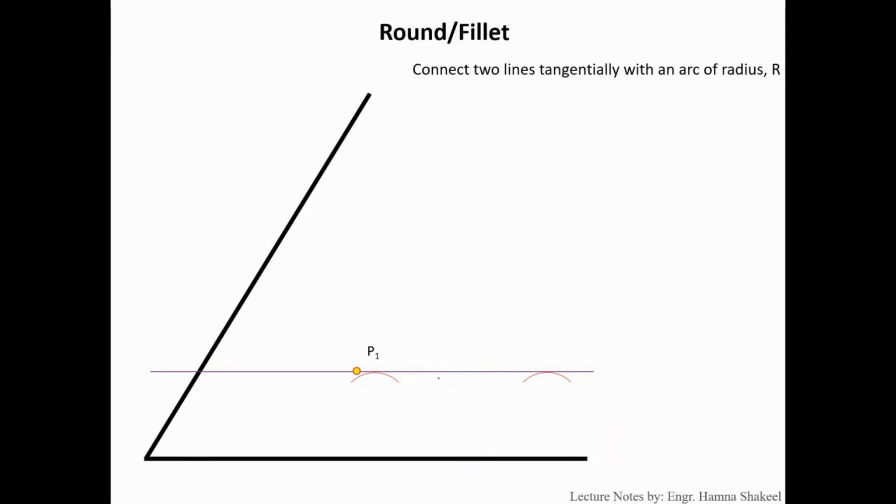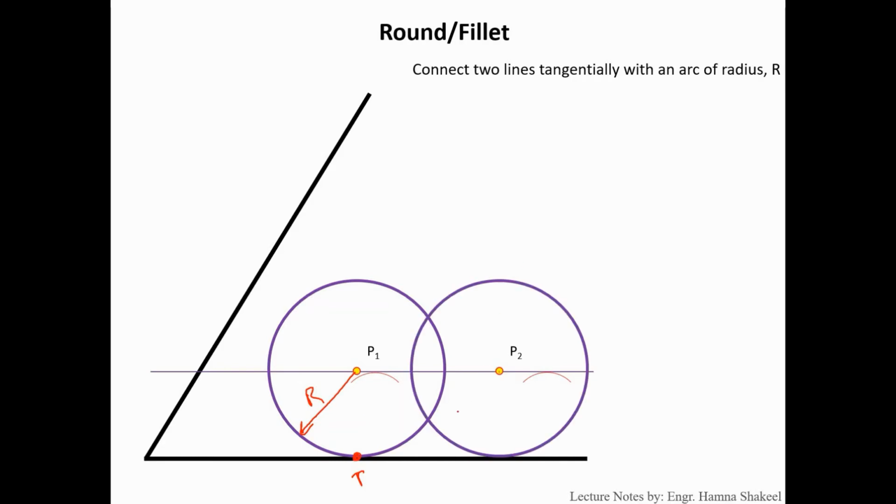If you select any point on this offset line and draw a circle having a radius r, that circle will touch your line AB at a tangent point. Similarly, if you take any other point on this line and again draw a circle having the radius r, this circle will touch your line AB at a tangent point. But our goal is to draw an arc that is tangent to both of these lines. So we have to repeat the same thing for the other line as well.